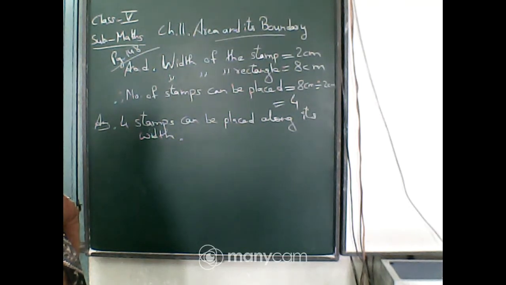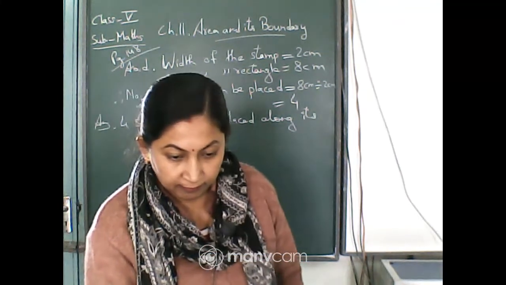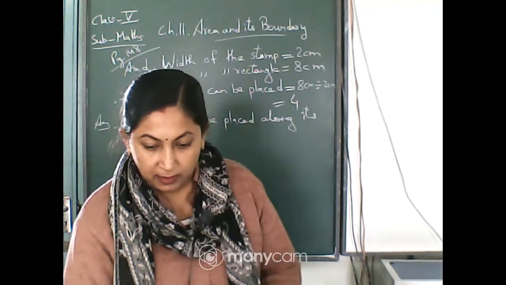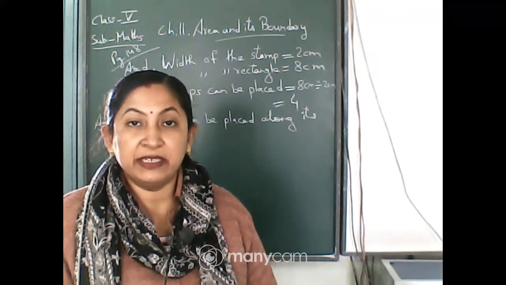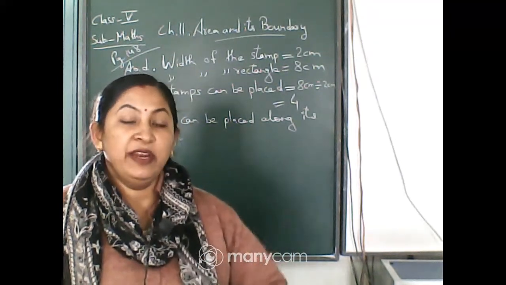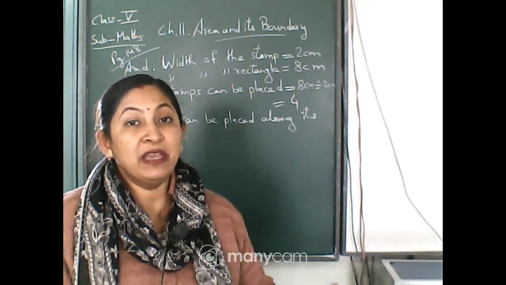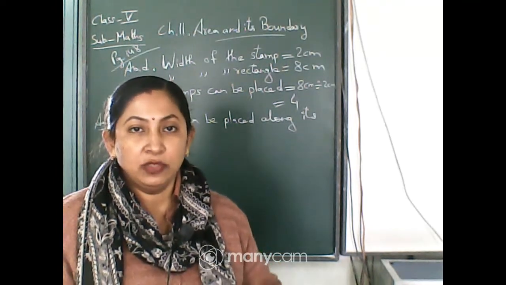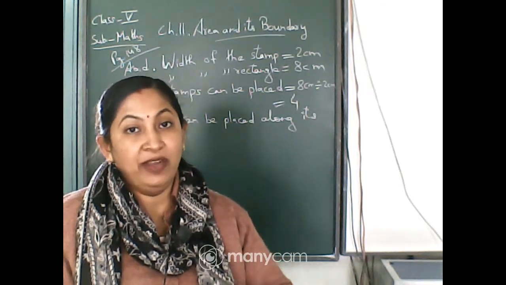Now come to question number E. How many stamps are needed to cover the rectangle? Now the length of the rectangle you know, breadth of the rectangle you know. Now you have to find out how many stamps can be covered. That means you have to find the area of the rectangle, isn't it? Because you are placing all the stamps inside the rectangle.